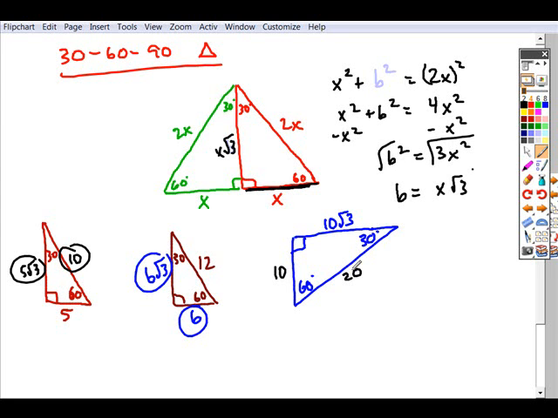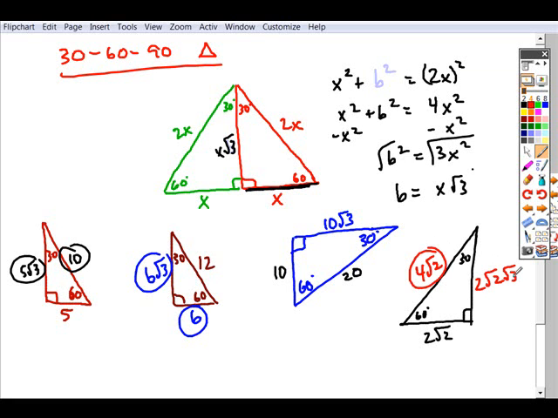Now, just like with the other set, the 45, 45, 90, if I gave you a radical, 2 root 2, let's say, as the shorter leg, what does that mean the hypotenuse is going to be? Double that, or 4 root 2. And if the shorter leg is 2 root 2, in order to find the longer leg, we're going to take that value, 2 root 2, and multiply it by root 3. And so it's just a matter of simplifying. Again, 2 times 3, combine that product inside one radical.